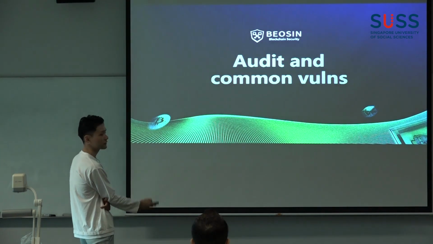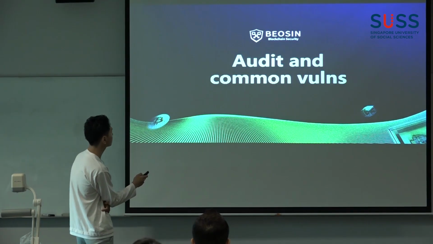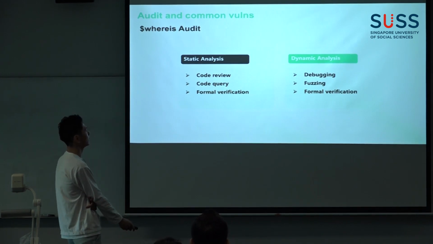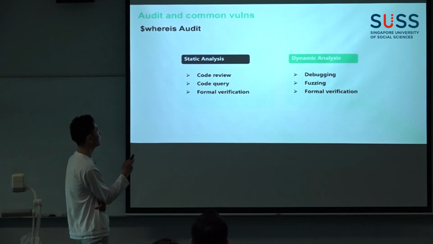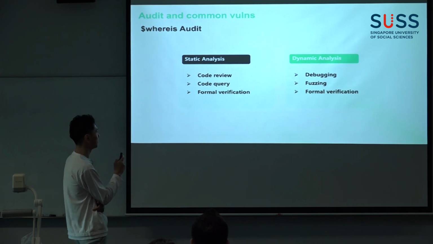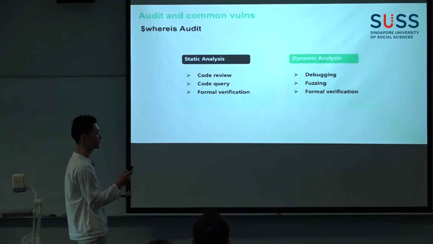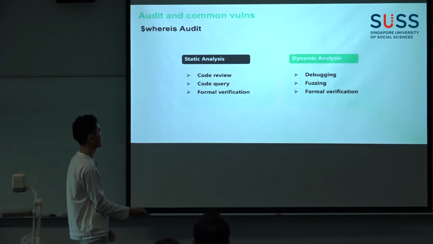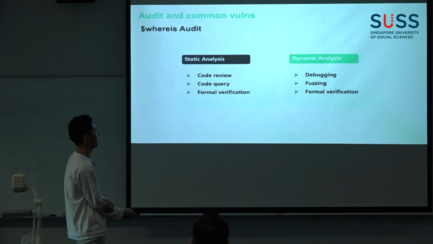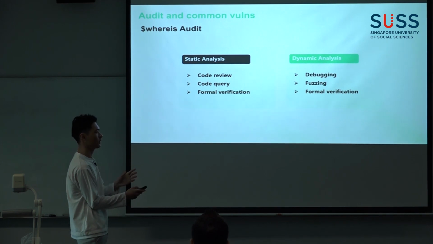Let's look at code audit and common vulnerabilities. So what is code audit? We generalize code audit into two parts, static analysis and dynamic analysis. Static analysis means that we are just reading the code or searching the code. The most basic part is code review. We just read through the code and try to find out what the code does.